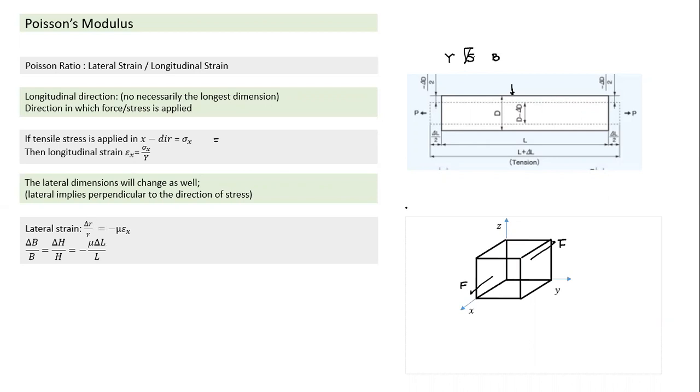So mu times delta L by L, and this is something what we can write if it is a cylindrical section. If the section is rectangular, we can define two dimension, length dimension is L, and breadth and depth are B and H here. So both lateral dimension, the strain will be same. So delta B by B is equal to delta H by H is equal to minus mu times delta L by L, which is longitudinal strain.